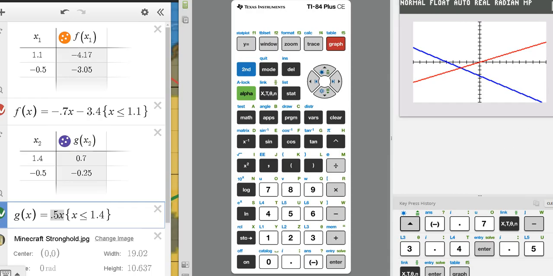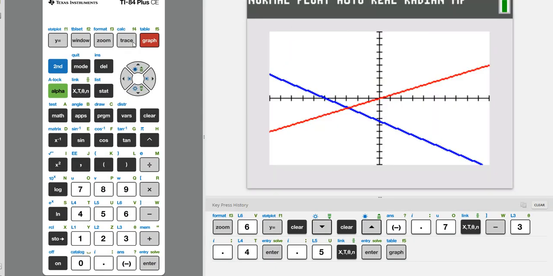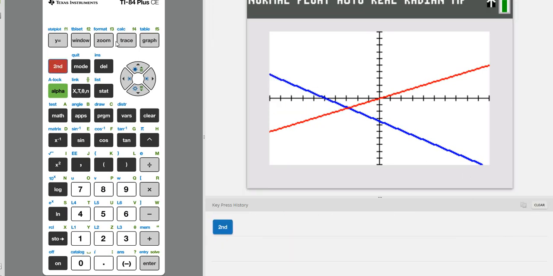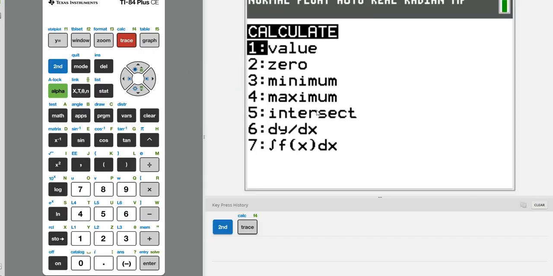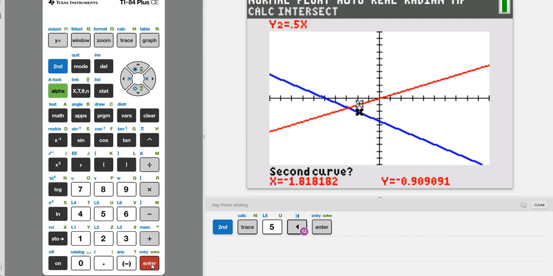To remind you how to find those points of intersection, let's go to the Calculate menu. Let's clear this out here. Second, Trace. I want to find the intersection. We've done this before, but it doesn't hurt to review it. Get close to your point of intersection, and then press enter how many times? 3. Yeah, 3 times. One for the first curve, one for the second curve, and one just for good luck. And bam, there you go.